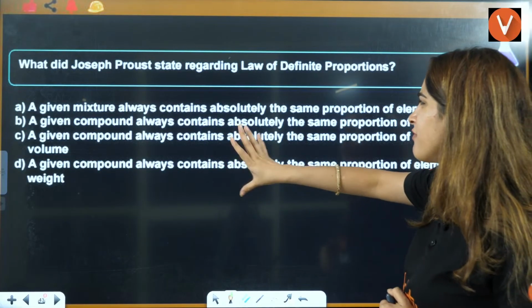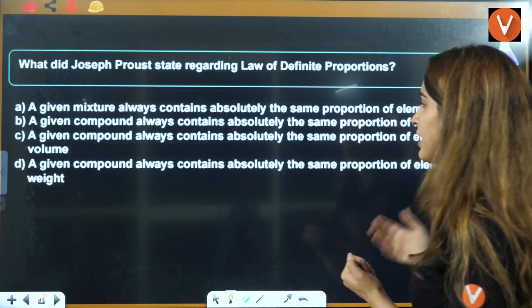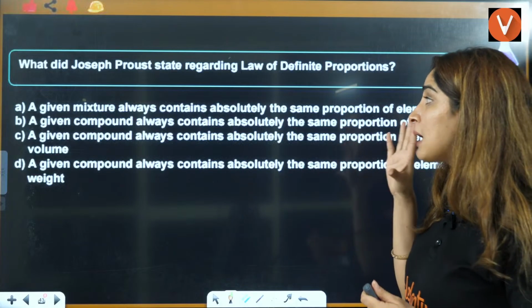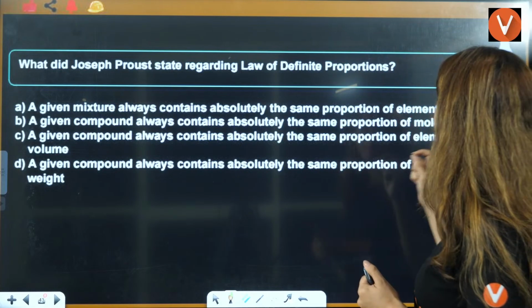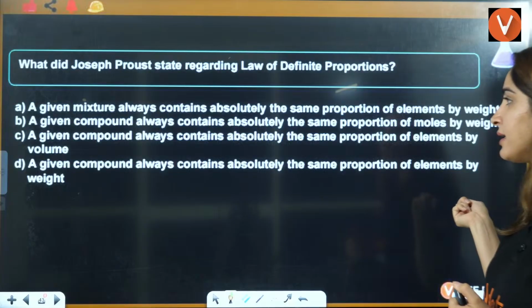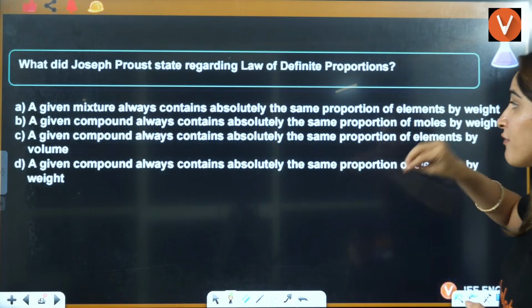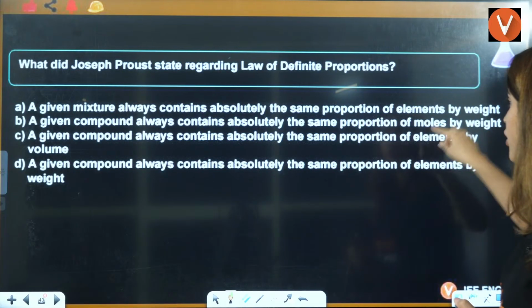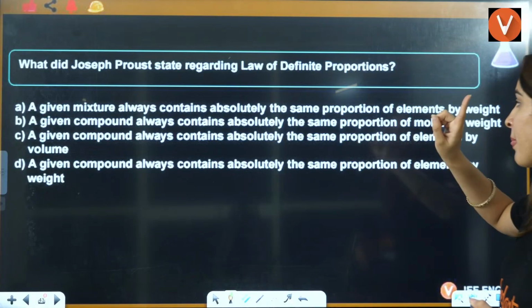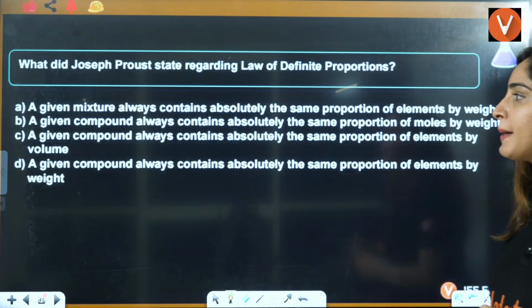Next is, what did Joseph Proust state regarding law of definite proportion? A given mixture always contains absolutely same proportion of element by weight. A given compound always contains same proportion of moles by weight. A given compound always contains absolutely same proportion of elements by volume. Same proportion of element by weight.